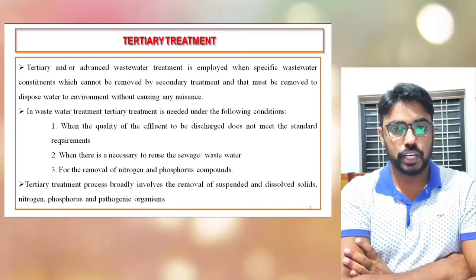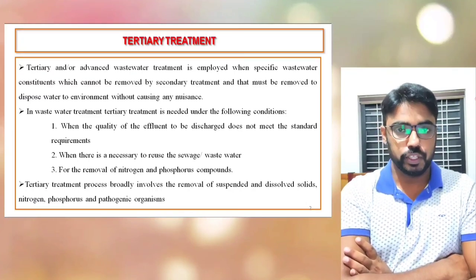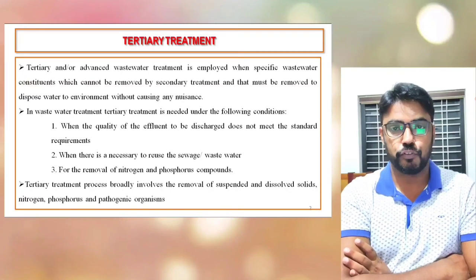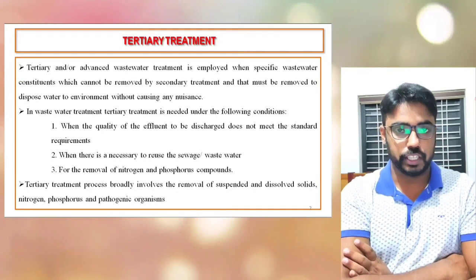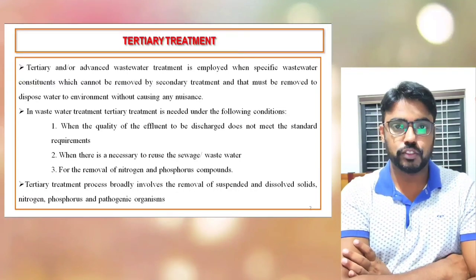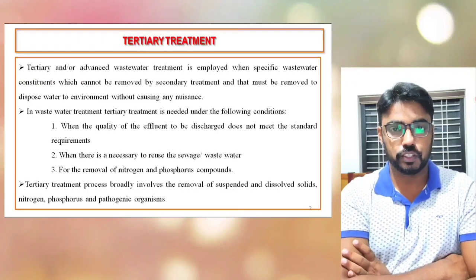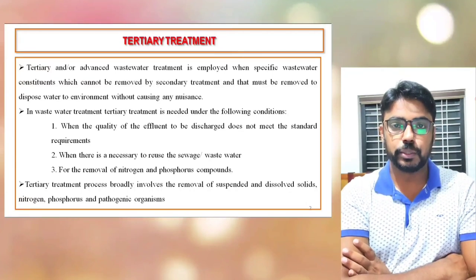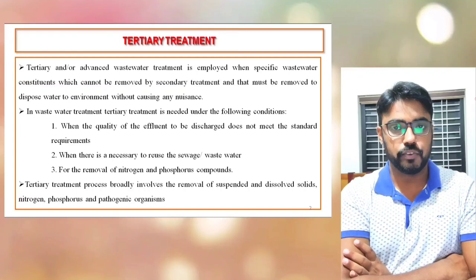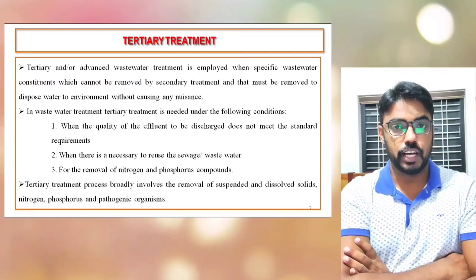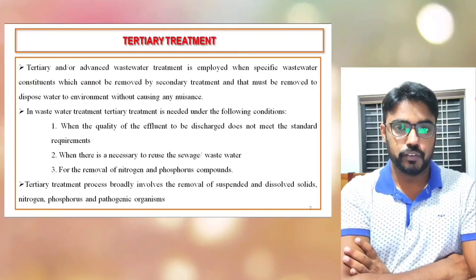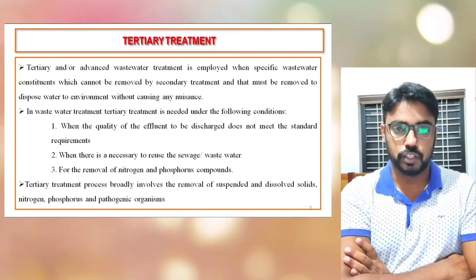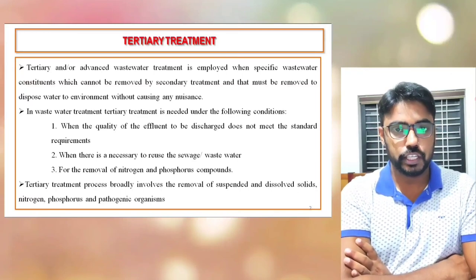Tertiary treatment of wastewater, or advanced treatment of wastewater, we are doing sometimes for some specific concentrations of wastewater which cannot be removed by the secondary treatment, and that concentration should be removed to dispose this wastewater to the environment without causing nuisance. That's why we are doing the tertiary treatment of wastewater. That means some components of wastewater which cannot be removed by the secondary treatment, at that time we will use the tertiary treatment. And that compound should be removed from the wastewater to dispose this water into the environment without causing any nuisance.